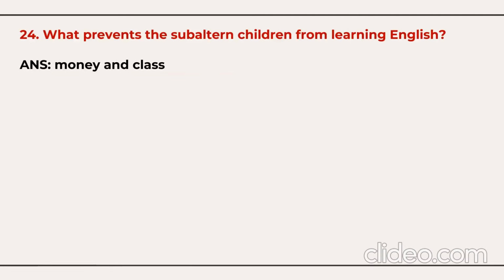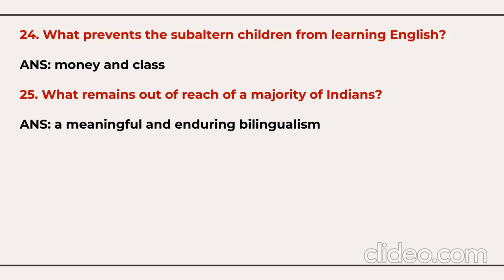What prevents the subaltern children from learning English? Money or class. What remains out of reach of a majority of Indians? A meaningful and enduring bilingualism.